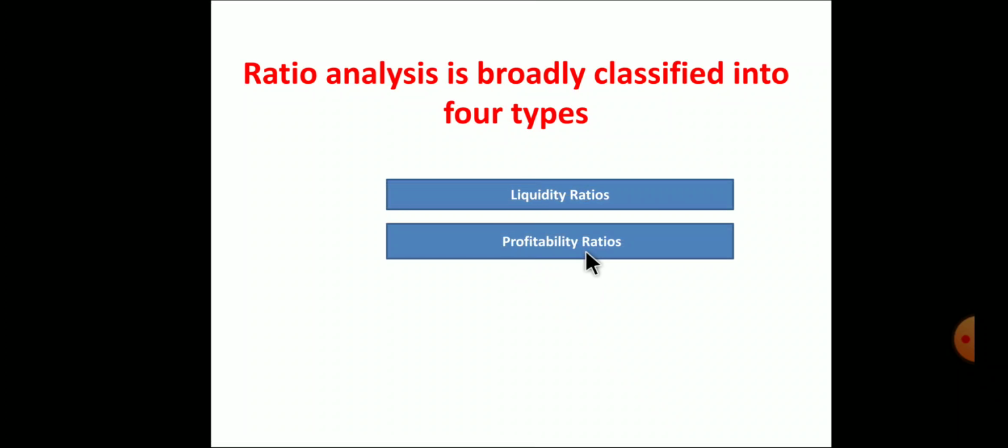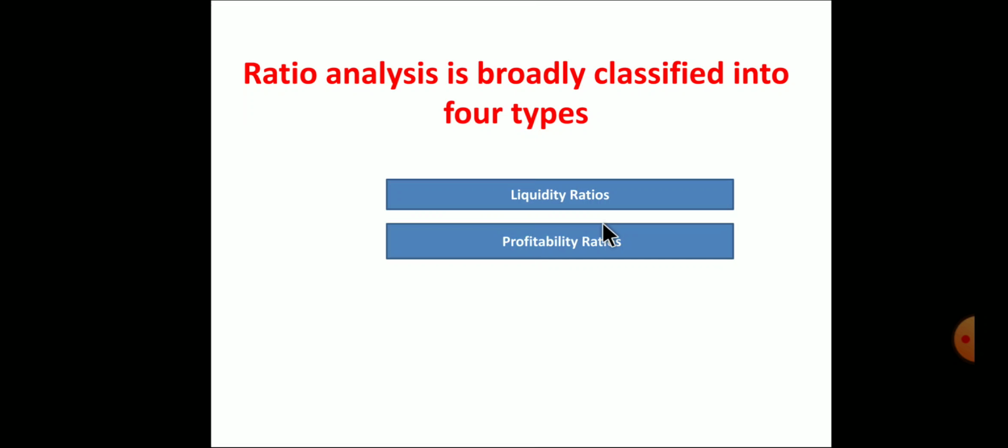Next is profitability ratio. Profitability ratio is used to evaluate the company's ability to generate income as compared to its expenditure and other costs associated with the generation of income during a particular period. This ratio represents the financial result of companies and enterprises. Let's understand the details about profitability ratio.